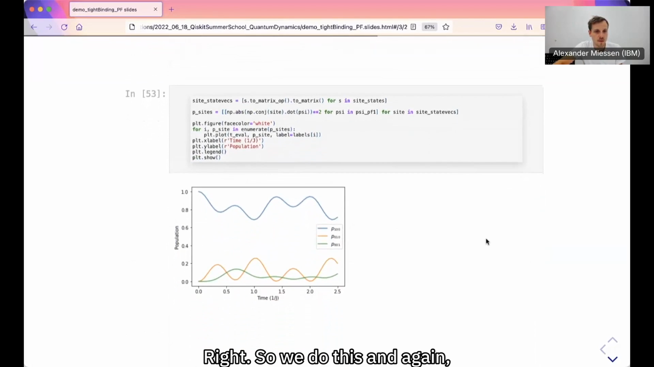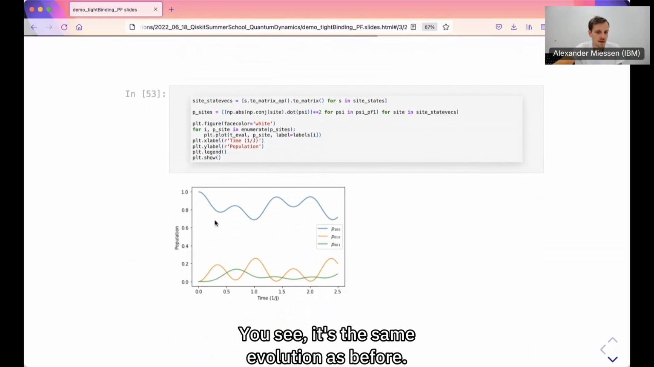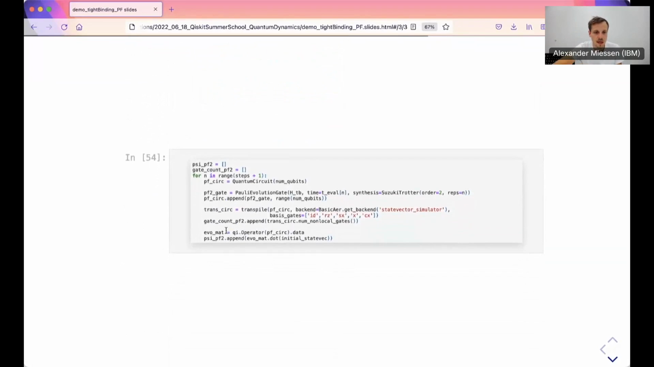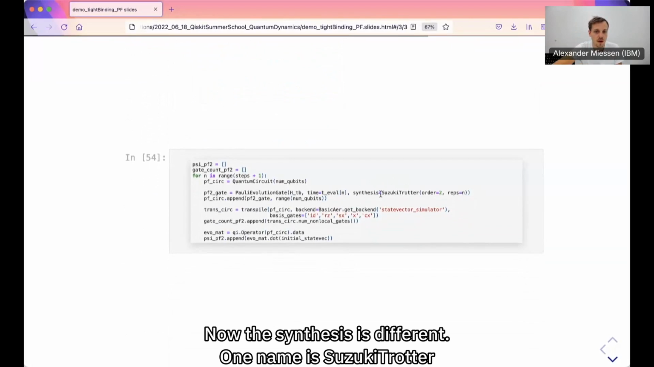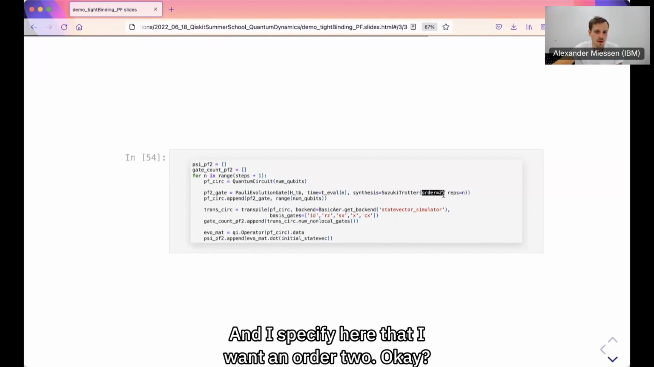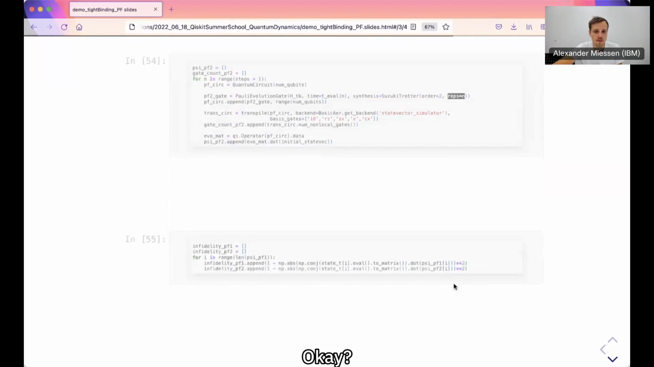Right, so we do this, and again we compute the probabilities at each site. You see it's the same evolution as before, so this approximation seemed to have worked very nicely. I do the same thing with the order 2 product formula. Now the synthesis is a different one, namely Suzuki-Trotter, which is the synthesis for any higher order product formula. And I specify here that I want an order 2. I can also do order 4 and so on. And again, I append one circuit layer at each time step.